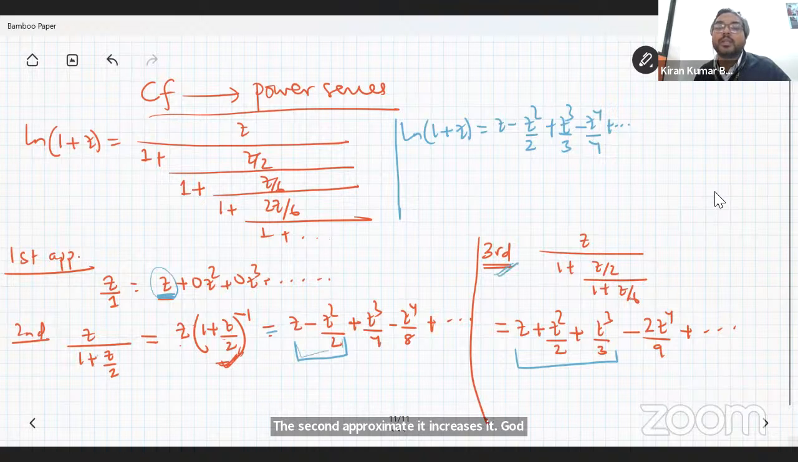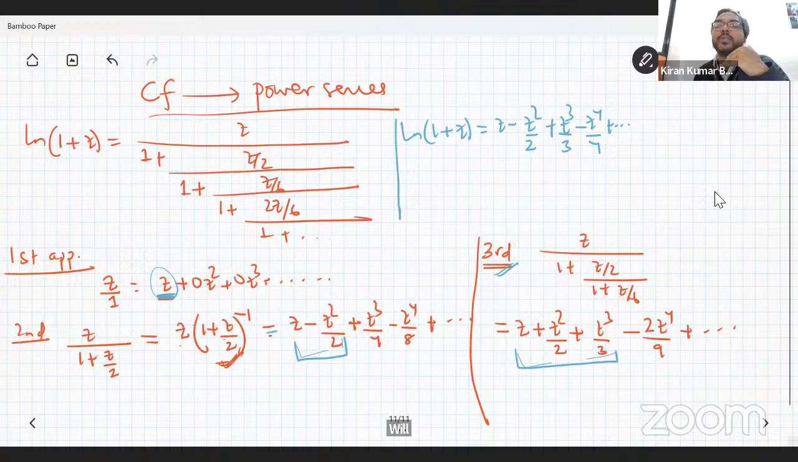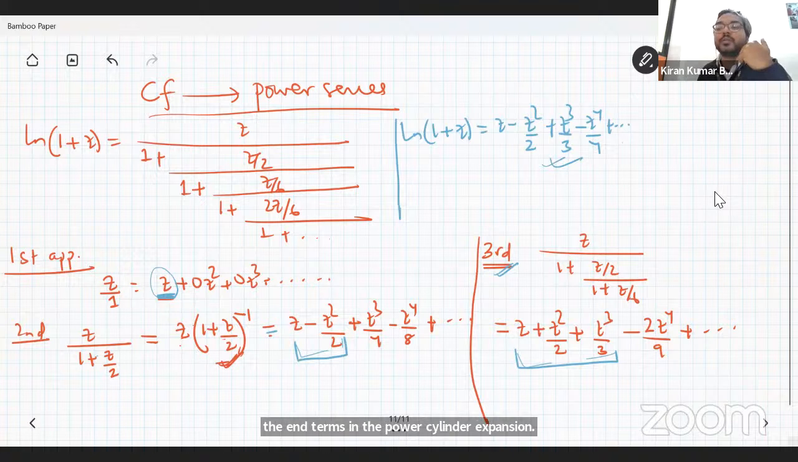The third approximant is equal till the fourth term, and this remains true for n. The terms in the nth approximant will agree up to the n terms in the power series expansion. So this is what we call the correspondence.